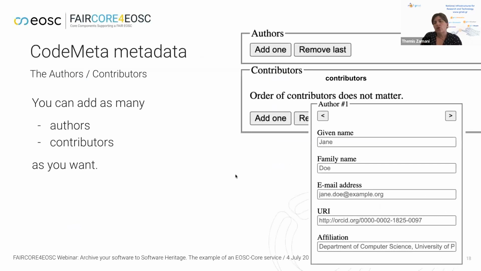The second useful part is the authors and the contributors. Usually when we have a repository, the only way to add your contributors is by adding them as developers in your repository. But here, you can add more information about the authors and the contributors: the given name, the family name, the ORCID URI, an email, and the affiliation. So you can add more metadata for your authors and contributors via the CodeMeta file.